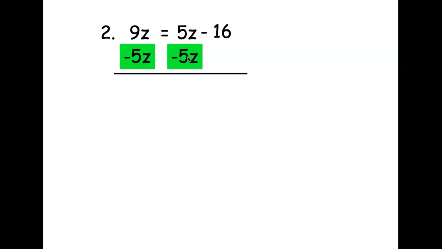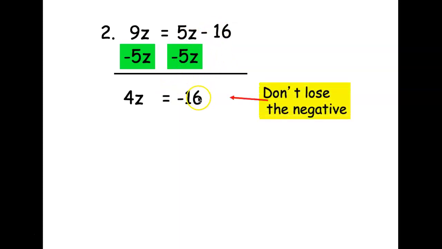So we can now solve it going downwards. 9z minus 5z is like 9 minus 5. 9 minus 5 is 4, and you just copy the z, the letter. And then now we move on to the right side of the equals symbol. 5z minus 5z is 0, so that is gone. And you just write the minus 16. And remember, don't lose the negative or the minus symbol. You have to carry it with your 16.